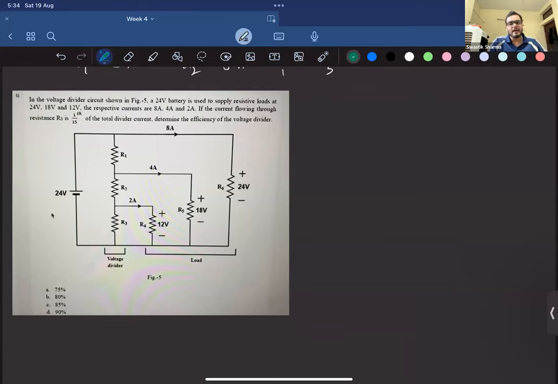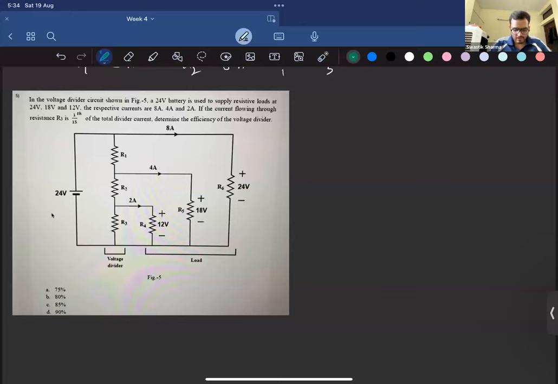So does anyone have any idea how we can solve this question? Anyone? It can be right, it can be wrong. We're solving it together. Okay. Since we are required to find efficiency, what do we require? We require the amount of power that is being input into the circuit and the amount of power the load is getting, right? And efficiency is nothing but P out divided by P in, right?